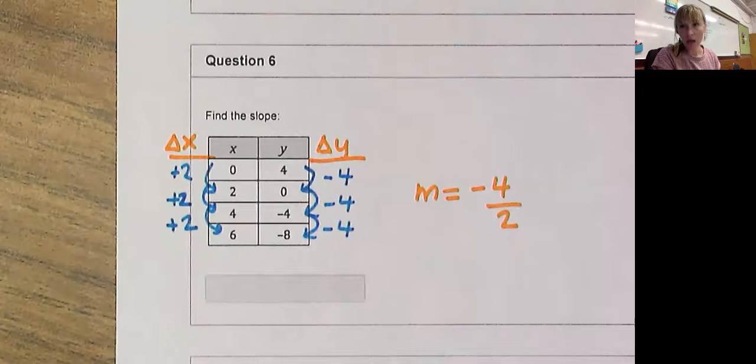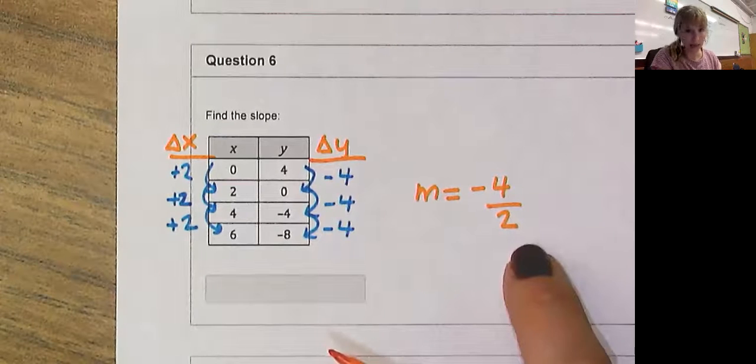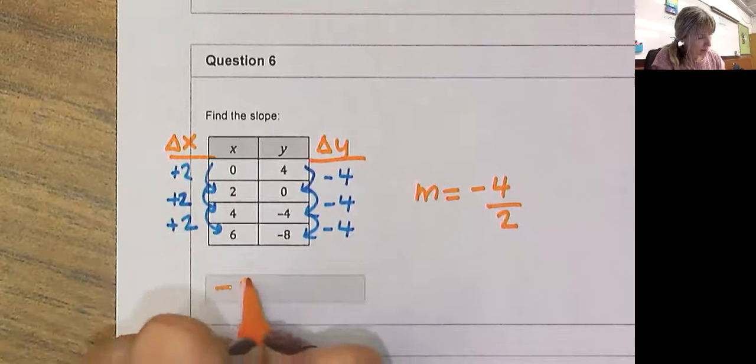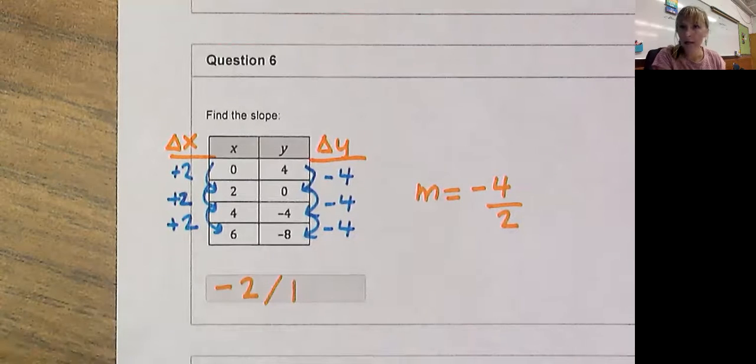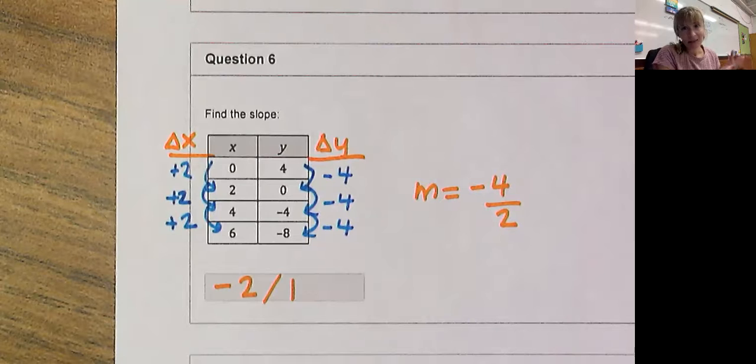But of course, that is not what we're going to type into Canvas because that is not simplified. That is equivalent to -2. You could have also typed in -2/1 and it counts as correct. I keyed in both of them, so they count as correct because they are the same thing.